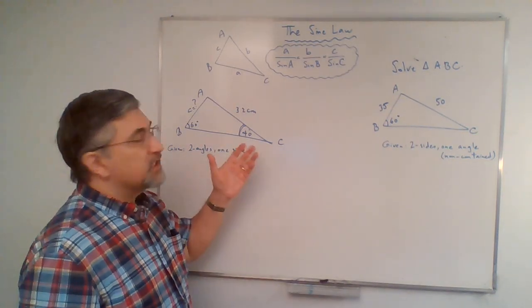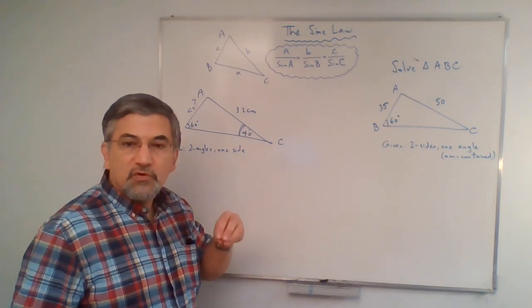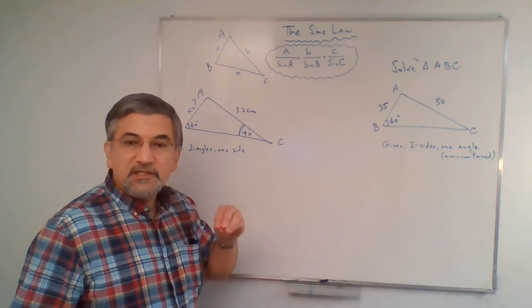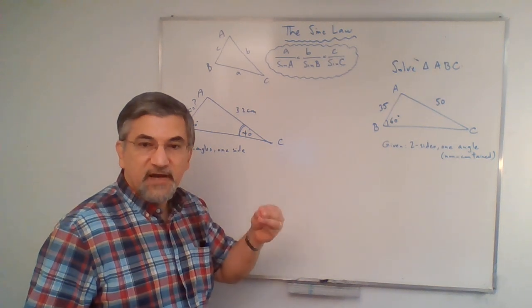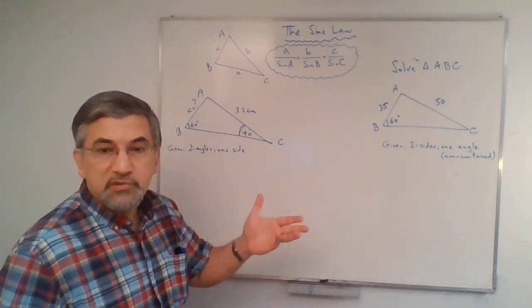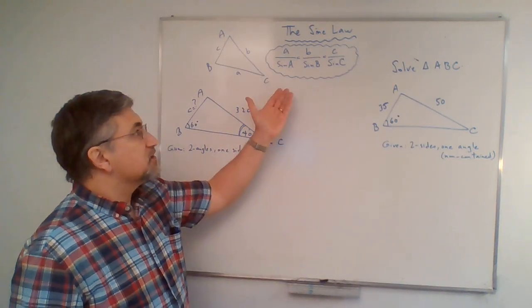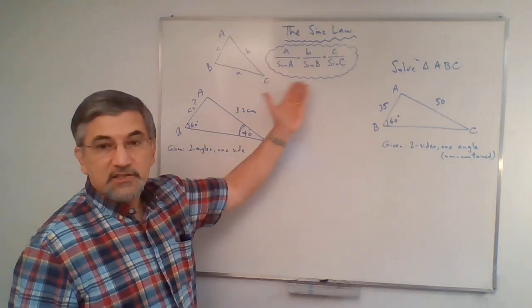But now we are dealing with situations where the triangles are not right angle triangles, and SOHCAHTOA is not valid, and Pythagorean theorem is not valid, and we need new tools, new laws, new formulas to apply to do these kinds of problems. And one of these laws is called sine law. And as I said, this is the formula.